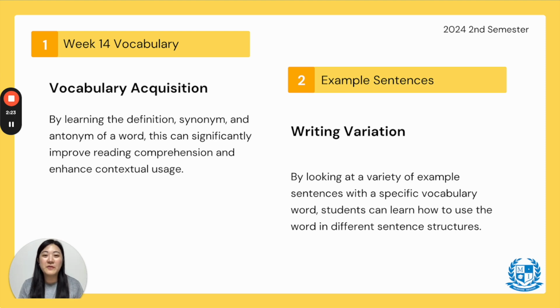Next, we'll be going over extra example sentences, and this is to help with your writing variation. By looking at a variety of different example sentences with one specific vocabulary word, students can learn how to use the word in different sentence structures and make your writing a bit more interesting.